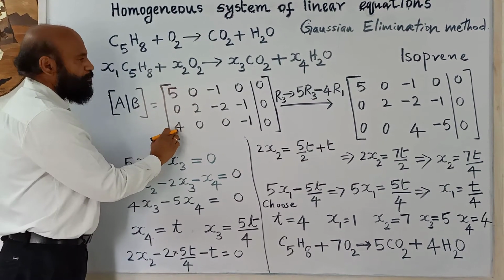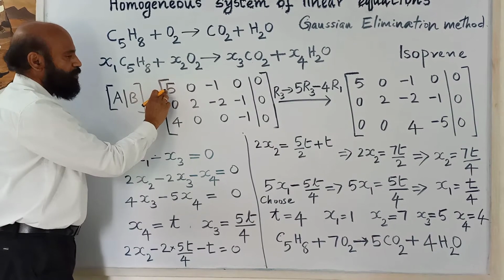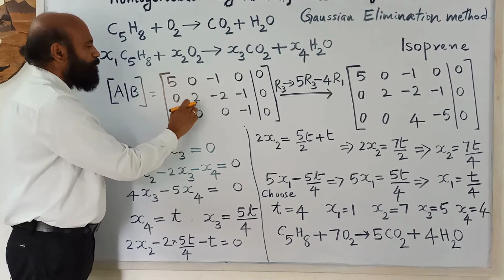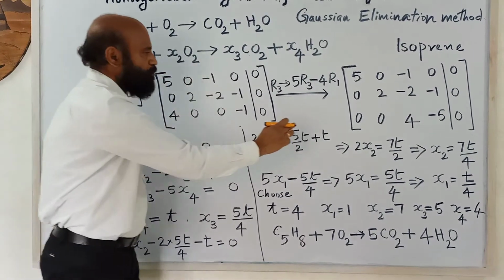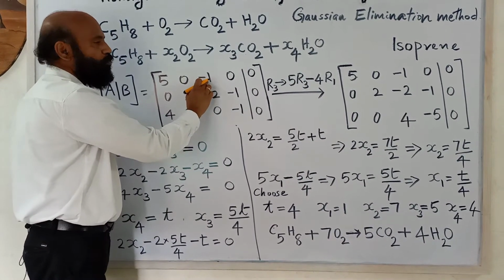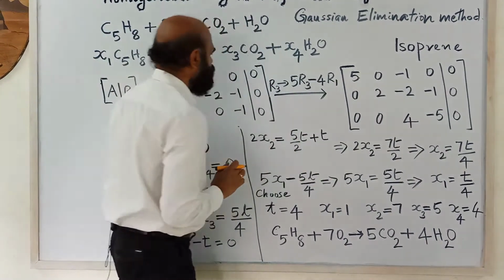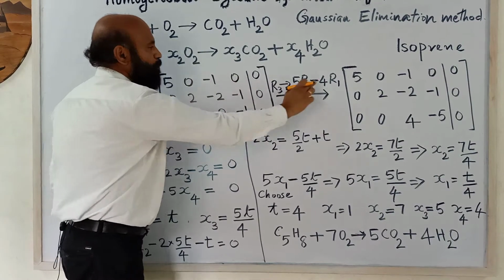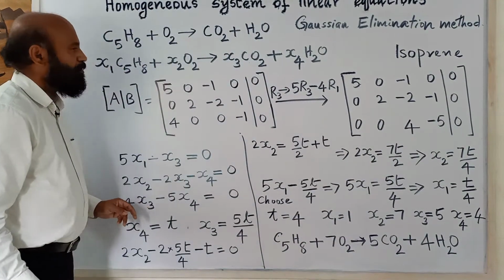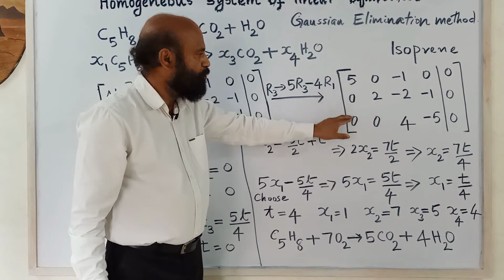So this you multiply by 5. 4 into 5 is 20, and 5 into 4 is 20. 20 minus 20 is 0. Similarly, here 4 into 0 is 0, and 0 minus 0 is 0. Here, this you multiply by 4, so minus 1 into 4 is minus 4. Then you subtract: 0 minus minus 4 is 4. Similarly for the other entries, you will get this. Now the augmented matrix is converted into row echelon form: 5, 0, 0, 2, 0.